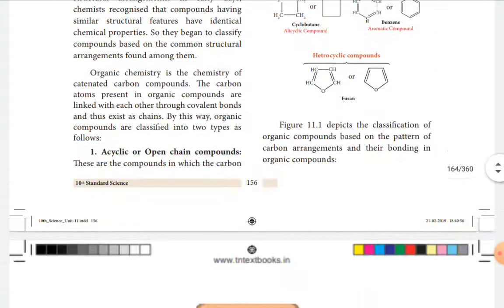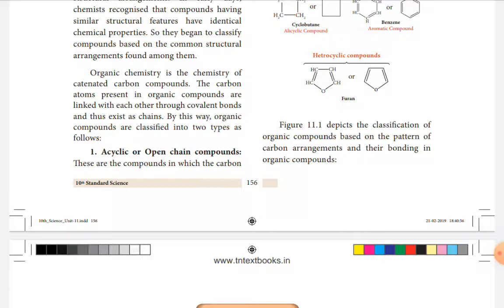So there are two types of classification based on the pattern. First one is acyclic or open chain. This is a linear pattern of carbon chain. Carbon combined with another carbon atom using single covalent bond, and here it is saturated and also unsaturated. So there are two types in open chain: saturated compound and unsaturated.